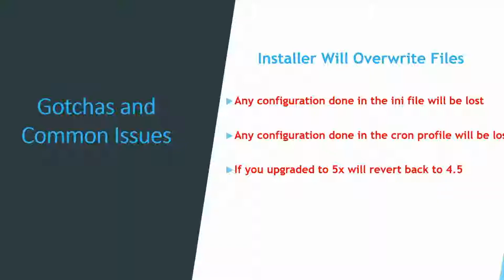Okay, so some of these gotchas Tristan has mentioned when he was going through the demo. Again, anything that you have configured in your INI file will be lost during the install. So you need to make sure that you go back and add those back into your configuration in your INI file, in your cron profile as well. Also, if you have already upgraded to 5X and you are applying the bi-monthly, it will revert everything back to 4.5 if you are not careful in just copying the data files.